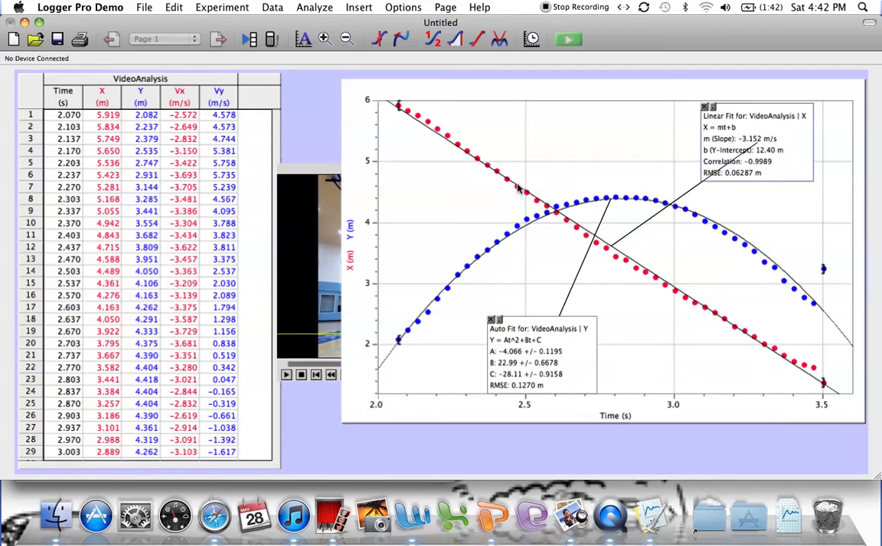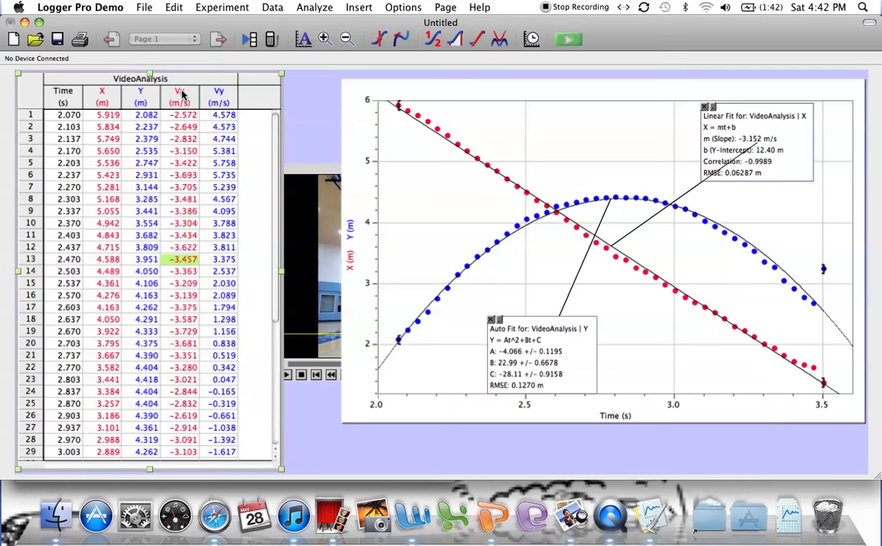Our linear fit tells us the slope of our x coordinates is negative 3.152 meters per second. So the derivative of the x position is negative 3.152 meters per second. That means that the velocity, therefore, the average velocity of the ball as it moves through the air is negative 3.152 meters per second. Let's look at our data table to see if this is true.